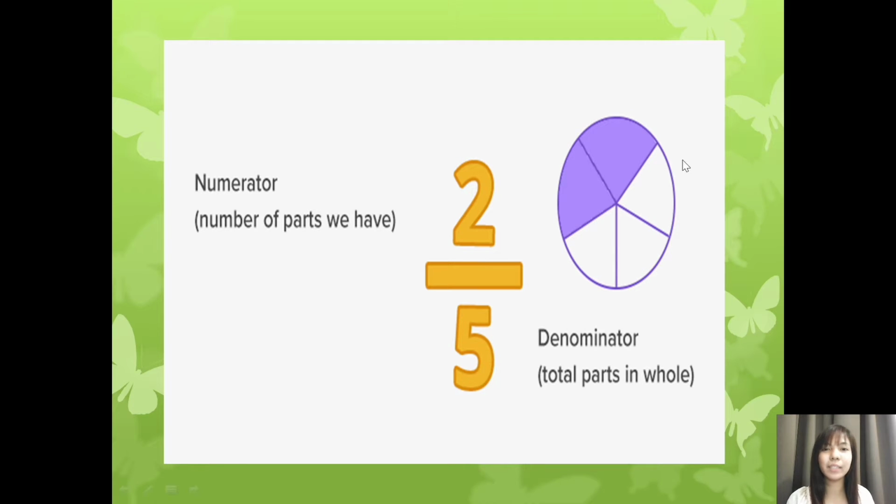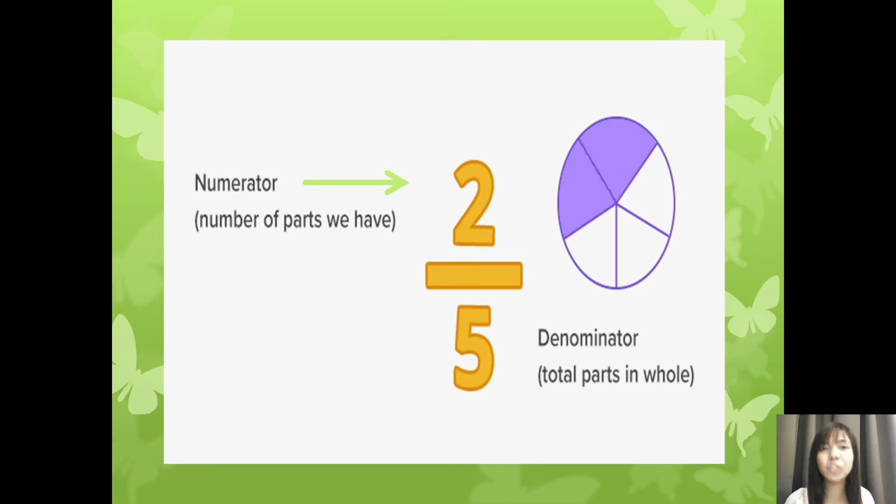So as you can see, we have here the circle, and it has parts, okay? Five small parts. 1, 2, 3, 4, 5. And then there are two shaded regions or two shaded parts, okay? The two shaded parts, it's a 2 here in this example. So the 2 is an example of numerator.